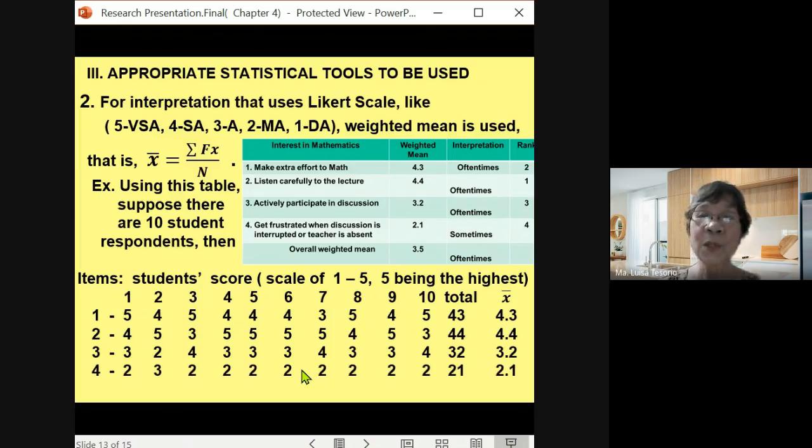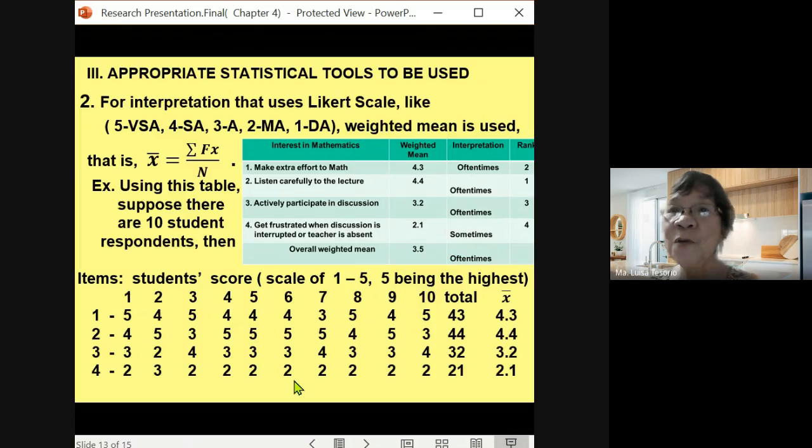Also, do the same for the last item. And adding the different scores of the 10 students, the total is 21. Dividing 21 by 10, we have 2.1. That is the process on how the four weighted means under the column weighted mean are obtained.